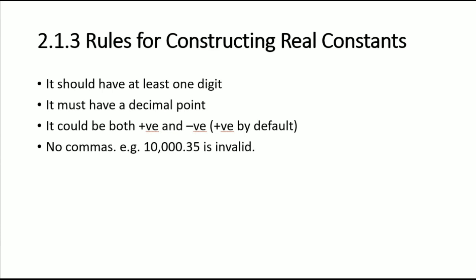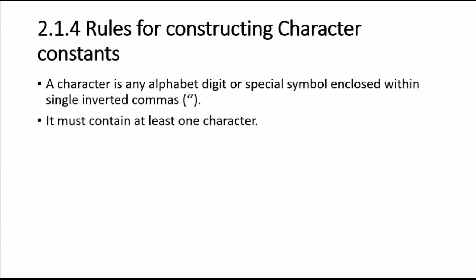Now rules for constructing real constants. It should have at least one digit. That's quite obvious, same as the previous one. It must have a decimal point. There's nothing to explain here. It could be both positive or negative, no commas, similar to the rules for integer constants. Nothing new to explain.